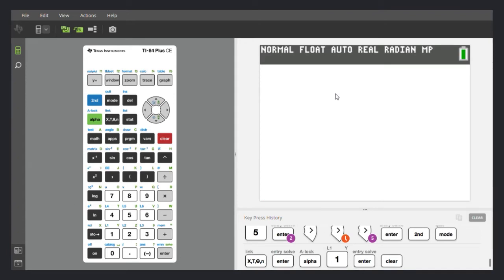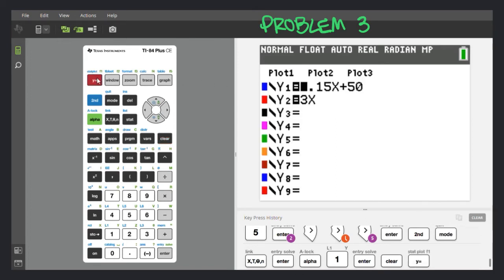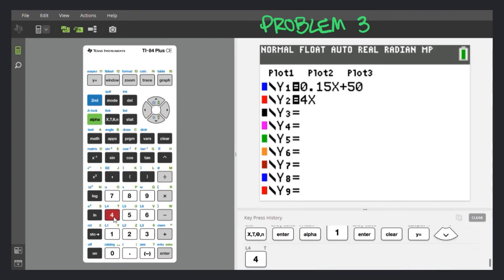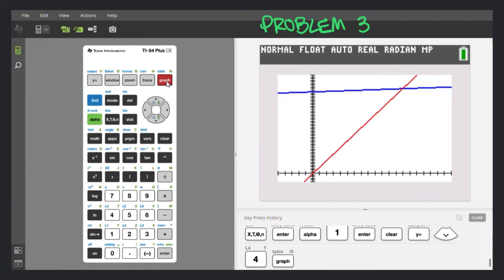Problem 3, really thinking about the business now. We're on number 8 and we're changing the equation in y2 to 4x. So we're changing it to a higher price of $4 and we're about to find the intersection point. This is nifty because maybe we decided that some of these dogs are kind of big, so we need to charge more. So let's take a look at the graph.